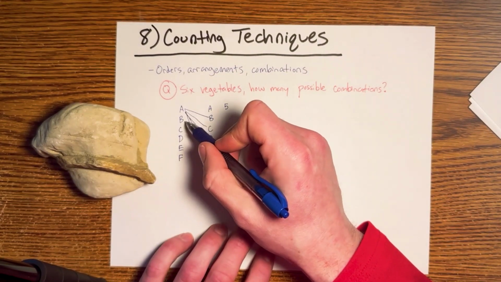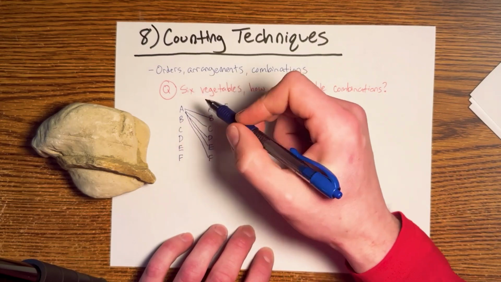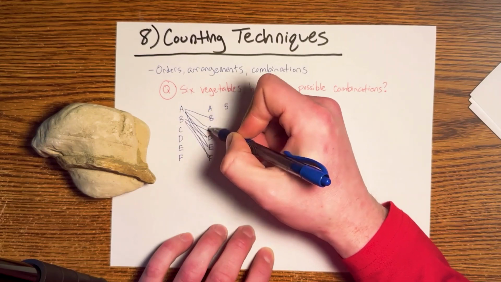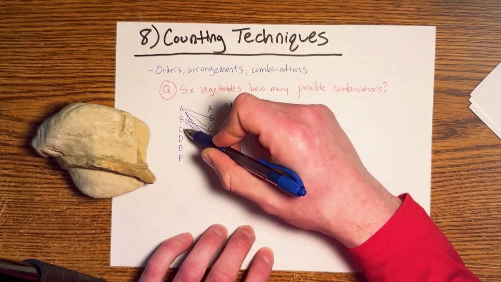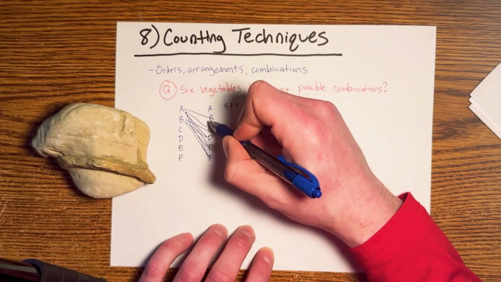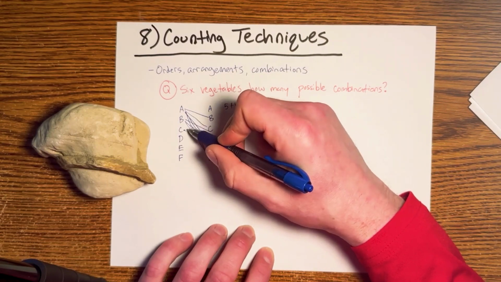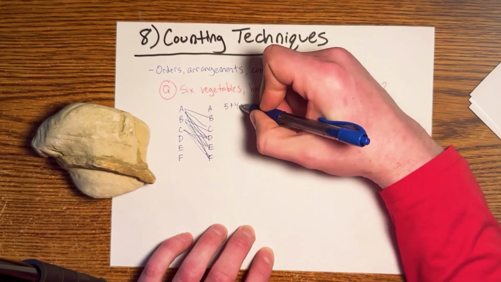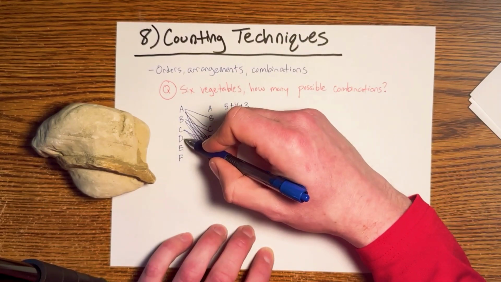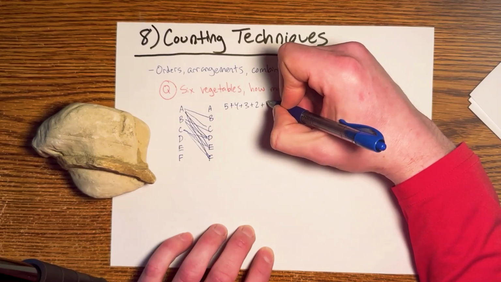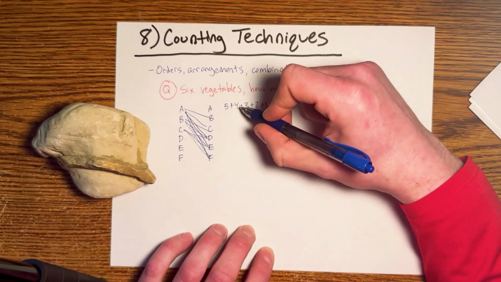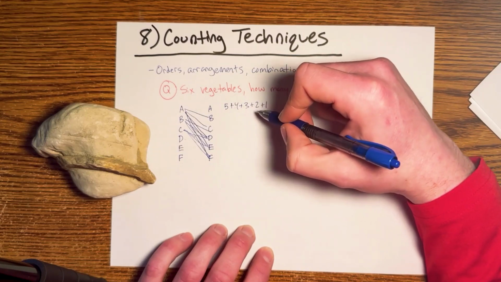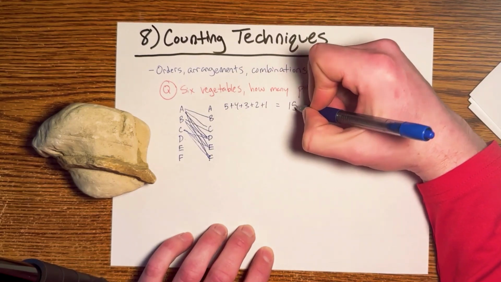So we already have B and A. B and B we're not using because we want different vegetables. So we have B with C, B with D, B with E, and B with F. So we have 4 combinations there. You may start to see a pattern here that C, we already have it with A, with B, not with C. So we have C with D, C with E, C with F, plus 3. And yes, you're right that you're just going to keep on adding until you get down there. So we have 5 plus 4 plus 3 plus 2 plus 1: 9, 12, 14, 15 possible combinations.